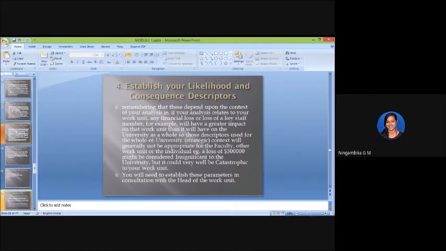So a 3 lakh loss might look small to the university, but it causes a very big problem for the particular unit. Under a university there will be so many colleges and so many working units. For one particular unit, 3 lakh dollars is a very huge amount, right? So that should be analyzed clearly. The likelihood and consequences descriptors talk about this when you are analyzing or establishing the risk.